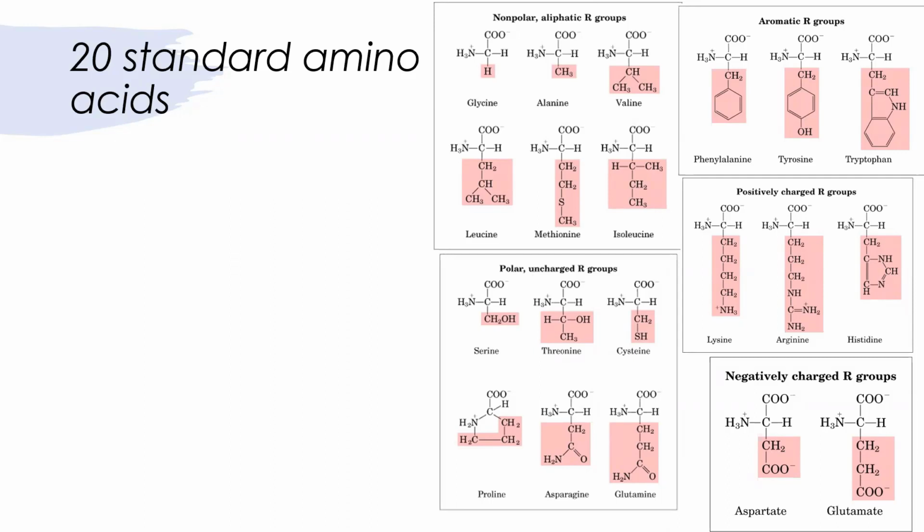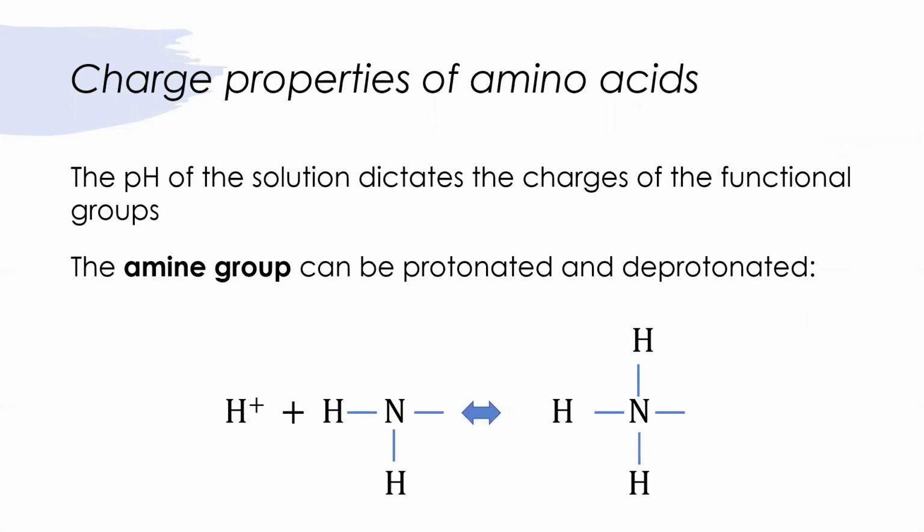3 amino acids, notably tryptophan, tyrosine, and phenylalanine, are classified as aromatic because of the ring structures in their R groups. The important takeaway is that every amino acid has its own distinct properties and characteristics because of its unique R group. The amino acid will have different charge properties based on the pH of the solution that it's in. pH dictates whether the amine and carboxyl groups of the amino acid will be protonated or deprotonated.